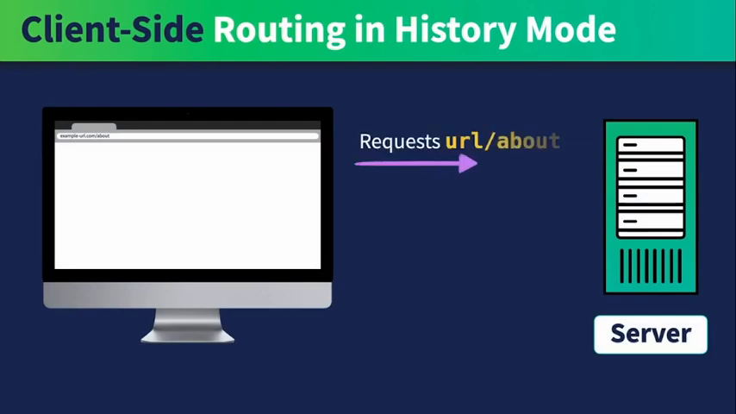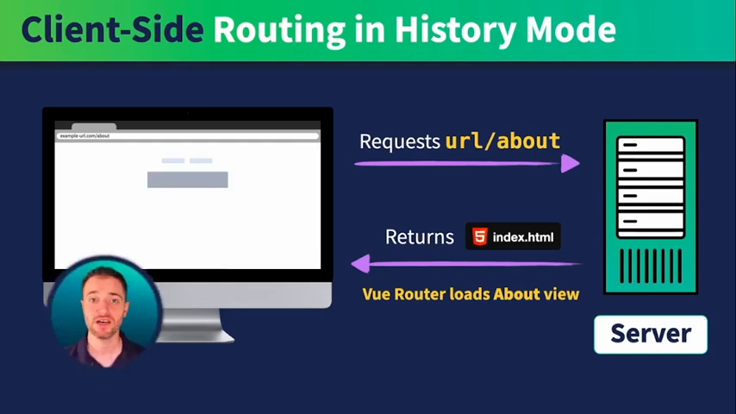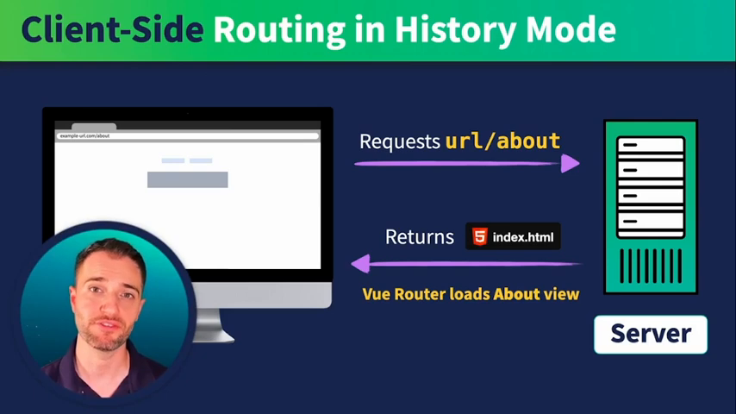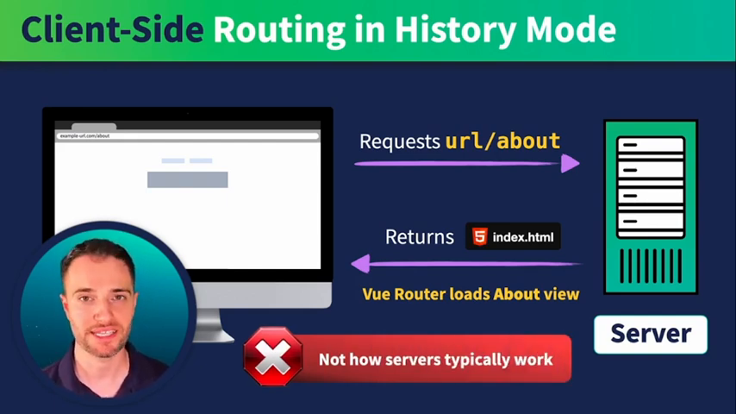If we were to go to a URL that ends in something like about, the server is actually going to return the single page of our application, the index.html, and then Vue3 is going to load the About View onto the page. While the development server was configured for us to handle this kind of behavior, a normal server is not going to be automatically configured like this. We're going to have to change things to make this happen.